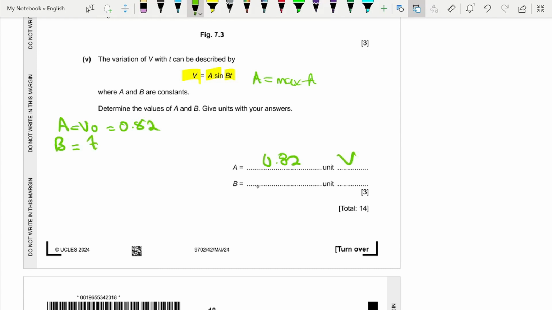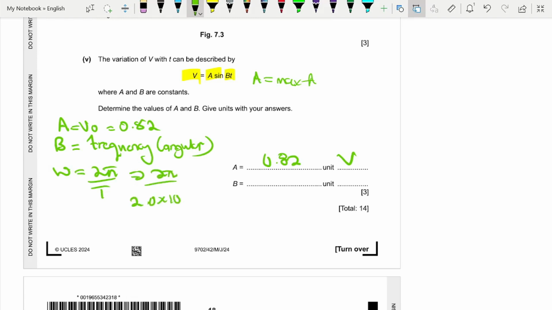Then for B, I know B is just my frequency for this specific thing, omega, which is just going to be equal to 2 pi divided by T, which is 2 pi divided by 2.0 times 10 to the power of negative 3. That's going to give me 1000 pi. But physics, they just love decimals. They can't get enough of them, or actual answers, not necessarily exact answers. So in this case, to 2 SF, it's going to be 3100. You can write it as 3.1 if you want, but it's just 3100. And my units are going to be, remember, it's omega, so the units are radians per second.